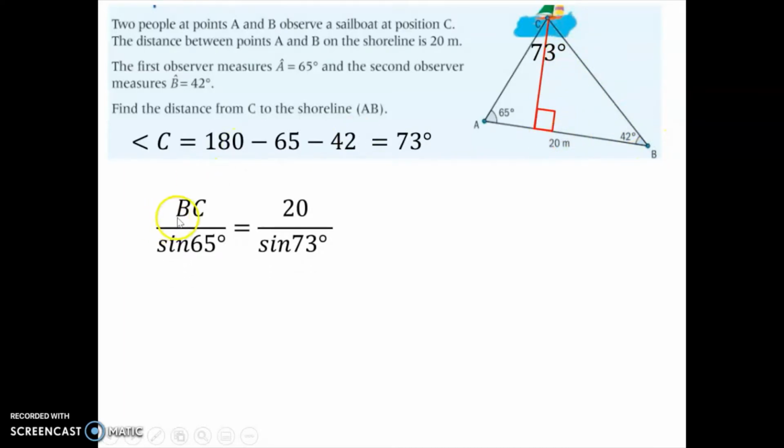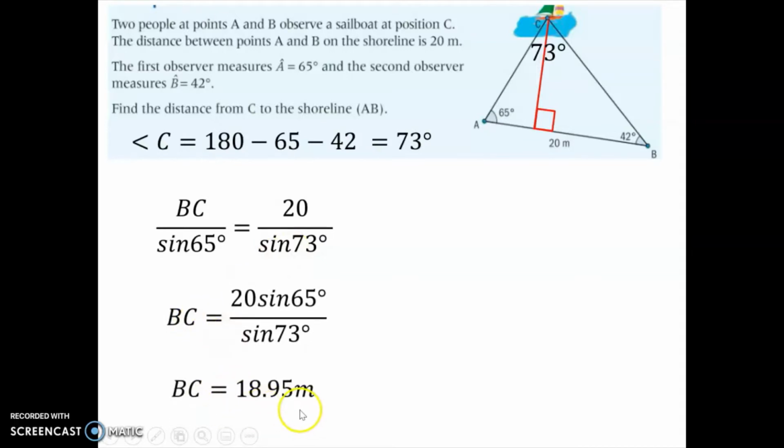All right, here we go. Yeah, CB or BC over sine of 65. Okay, we're using the black triangle right now. We're ignoring the red line for a second, just using the original triangle, which is not a right triangle, right? So we set up the sine rule like this. That allows us to find BC, which is 18.95.